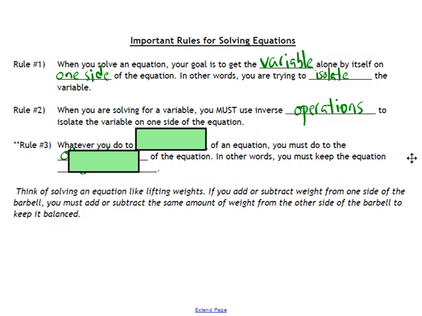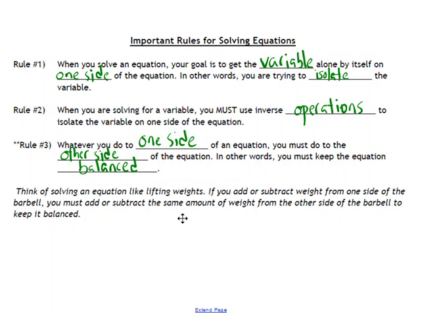Okay, again, this is the whole addition, subtraction connection. If you want to undo addition, you do subtraction. Or it's also a connection between multiplication and division. If you want to undo division, you would do multiplication to get rid of it. Okay, so we want to get the variable by itself isolated, and we want to use inverse operations to make that happen. That leads us into the third rule. Whatever you do to one side, you must do to the other side. In other words, you must keep the equation balanced.